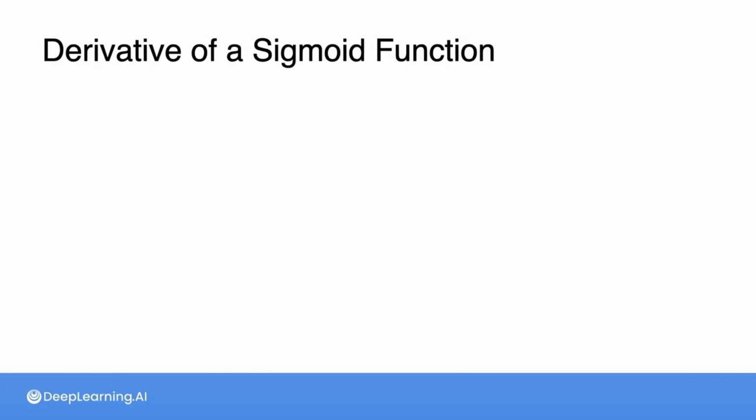And why is it important that it's a nice derivative? Because in machine learning, we're going to use derivatives a lot. So it's very important that a function is easy to differentiate. So let's take the derivative in great detail.